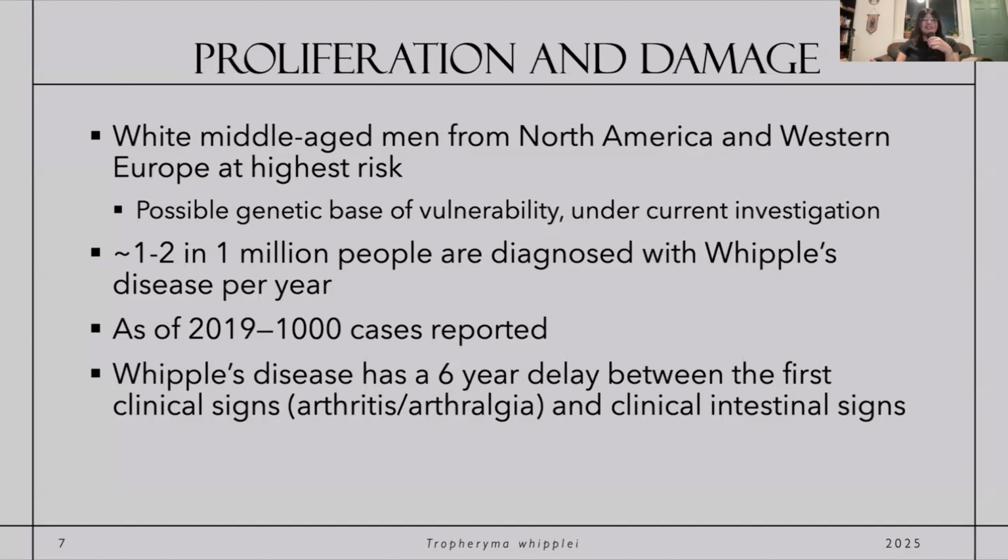So like I said earlier, white middle-aged men from North America and Western Europe are at the highest risk. There is the possible genetic basis of vulnerability. This is under current investigation. There are other possible reasons that people are looking into, but right now this is the most prevailing theory, and that's because we just saw in a study that a majority of the people who had it were white middle-aged men.